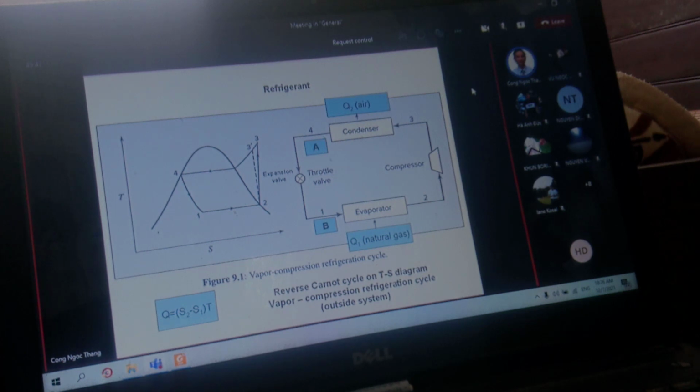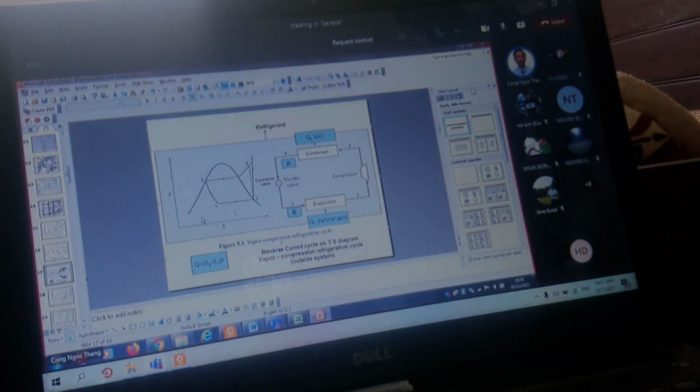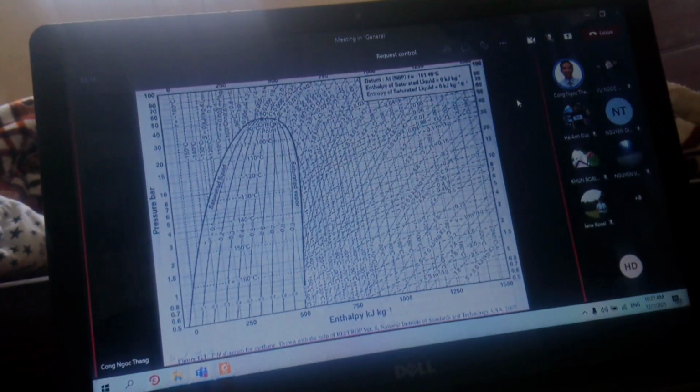So what type of refrigerant can we use? As I told you, we can use methane. So this is the phase diagram of methane, CH4. Here is the phase boundary, the phase envelope.